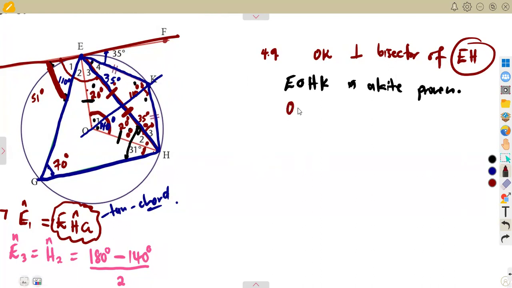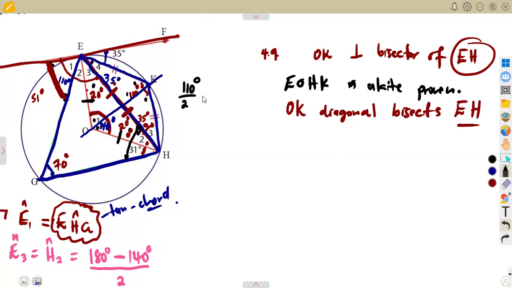So if it is a kite, therefore it follows that the diagonal OK bisects EH. So the bisector concept is there. Not just bisecting EH, it also bisects it at 90 degrees. You can also prove that with calculations if you want. Remember, I said this angle here is 110, so it is bisected into 2. 110 divided by 2 is 55 degrees. So this will be 55 degrees.